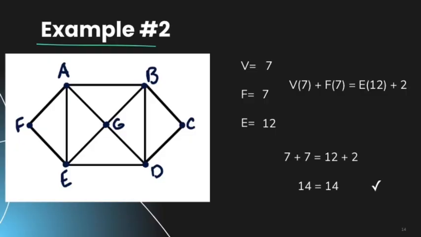Since the two sides are equal, this means that this graph is planar, meaning that like shown in the picture, it can be drawn without the edges overlapping.